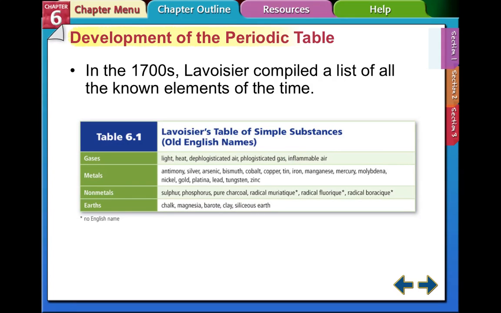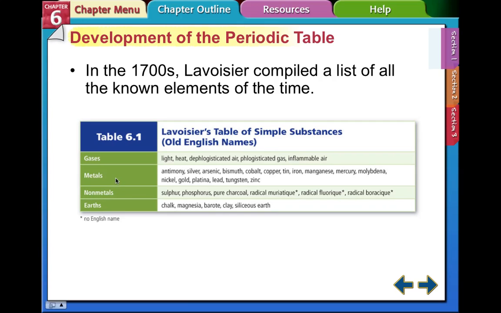Okay, so Lavoisier compiled a list of known elements at the time. There were 33 elements, and he organized them into 4 different categories: gases, metals, nonmetals, and then the earths. And you can see how he had them organized here. So the gases, he had light, heat, so on and so forth.